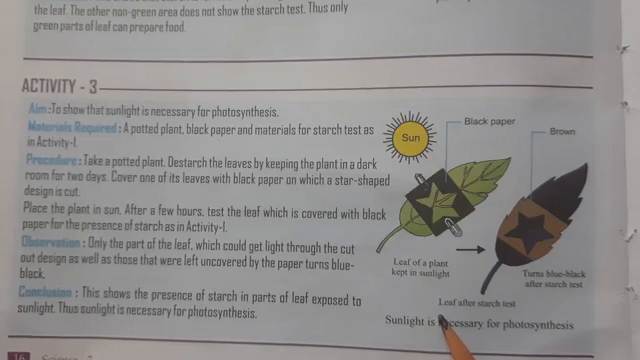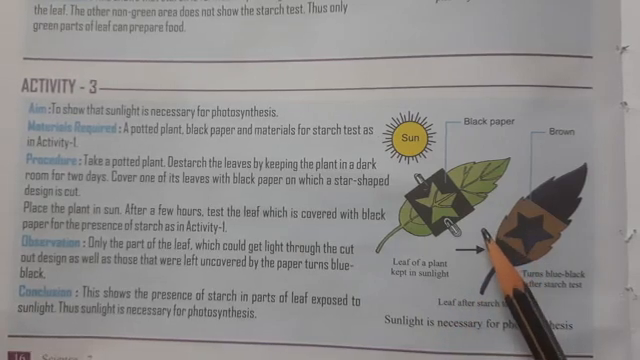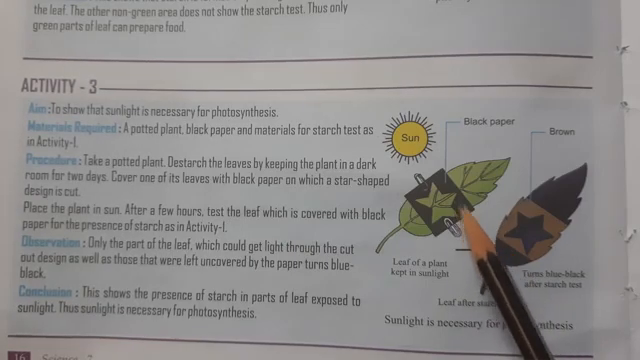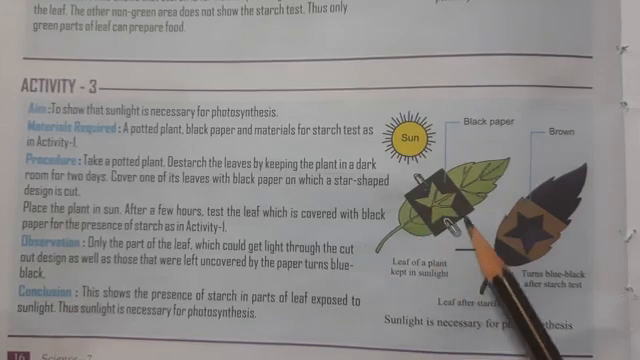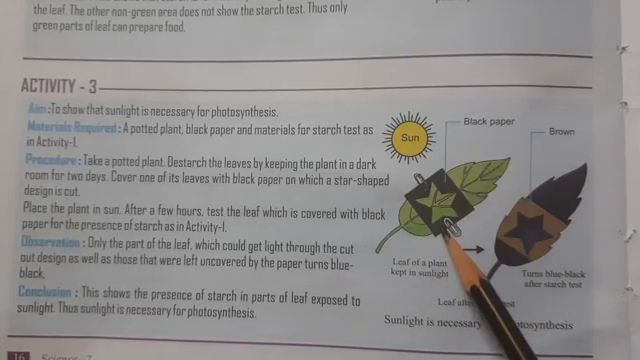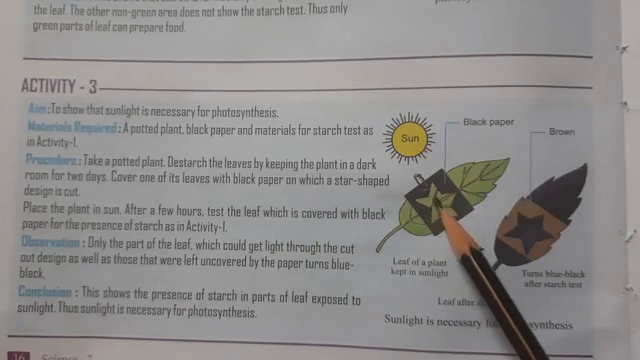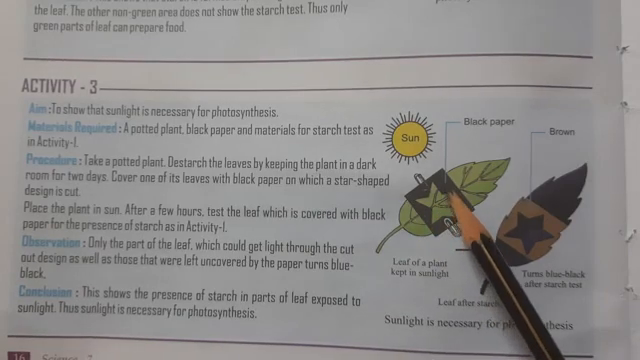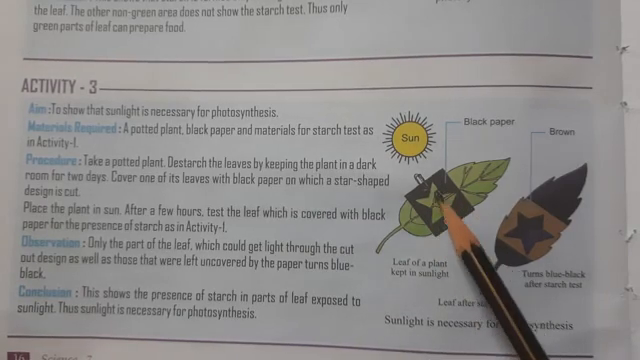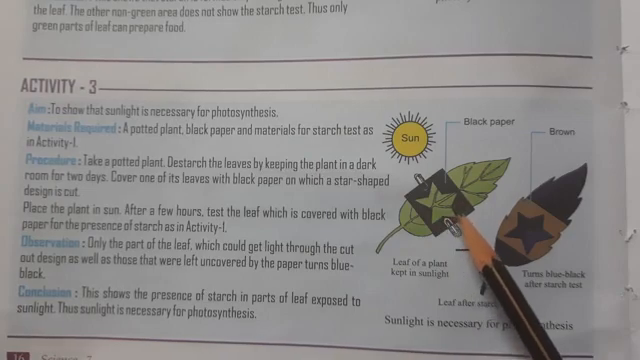De-starch means you have to keep the plant in a dark room for 2 days, and one of the leaves has to be covered with a black paper, as you can see here in the figure. You cover the leaf with a black paper which has a star shape, or even if you do not cut a star shape, it is okay. You just put a black paper on it. Then you keep it for 2 days.